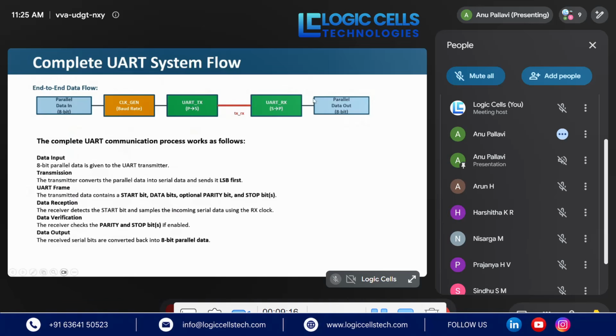And the receiver detects the same data, and it samples the serial data using the receiver clock. If parity is enabled, it checks the parity and stop bits. Then the serial data is converted back into parallel data.